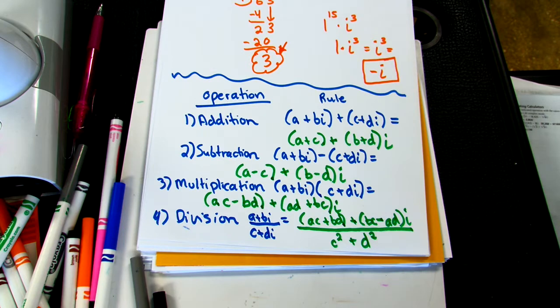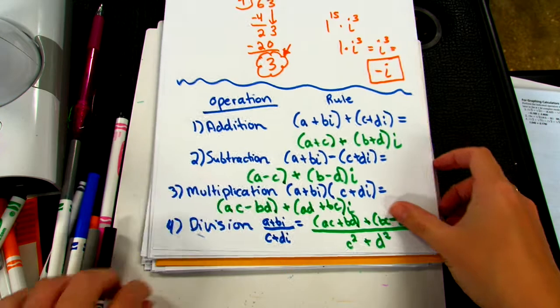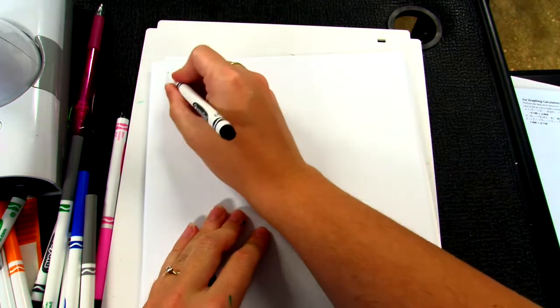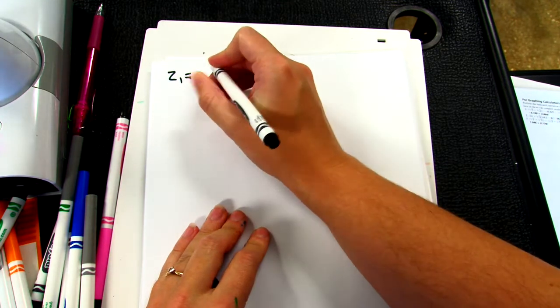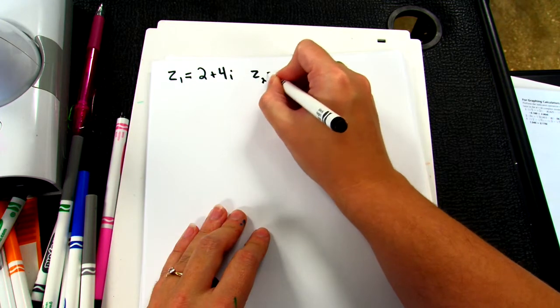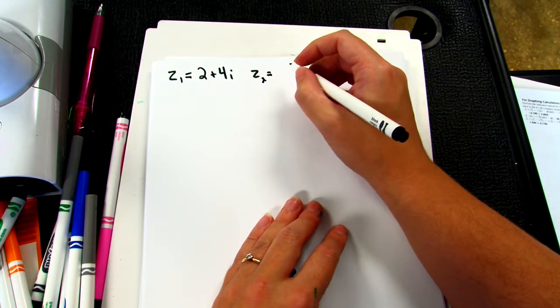All right, so now we're going to do some examples, and I want to do these examples both ways. I want to do it with the rule, and then I want to actually do it just by using properties. So we're going to do both. That way you can see which one you like better and which one you're going to use, okay? So we're going to let z1 be 2 plus 4i. z2 is going to be 5 minus 7i.